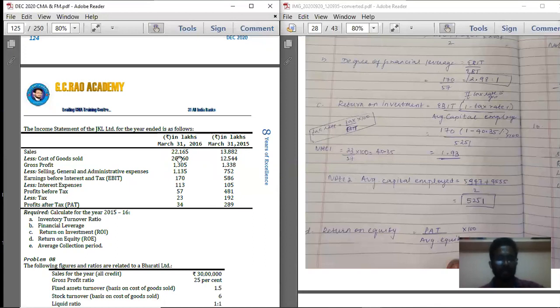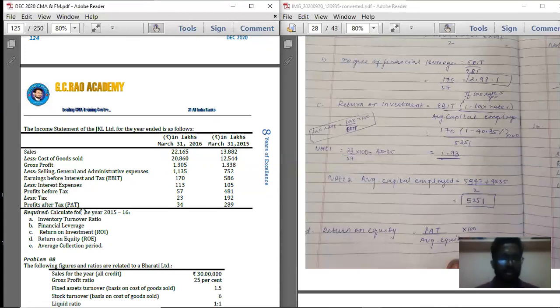Next, what is return on equity? For return on equity, we should always take profit after tax, because for equity shareholders, the profit available is only this profit after tax. They are not going to get any profit from this EBIT. This EBIT belongs to both debentures and equity shareholders, whereas profit after tax solely belongs to equity shareholders. So for return on equity, you should always take profit after tax.